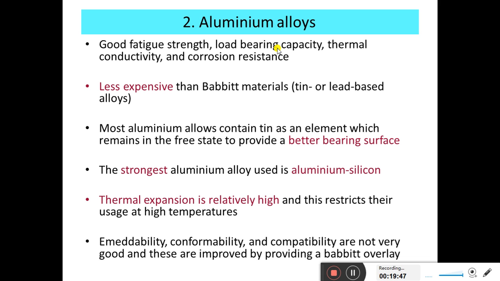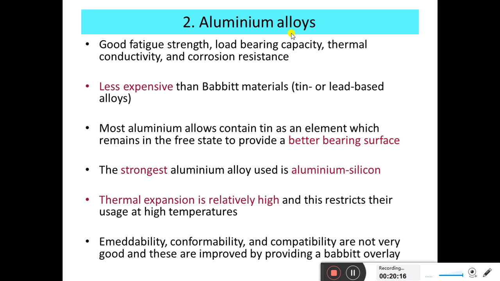In that, which is the strongest aluminium alloy? Aluminium silica, because we already know that silica is a very hard material, and when it is combined with any metal, it becomes hard. Hard means obviously it will increase its strength. So it is the strongest aluminium alloy. Where we need a high load carrying capacity, we use aluminium silica as a bearing material.